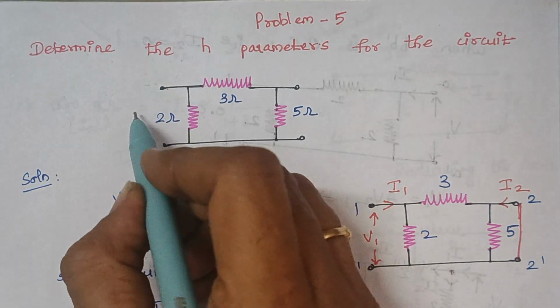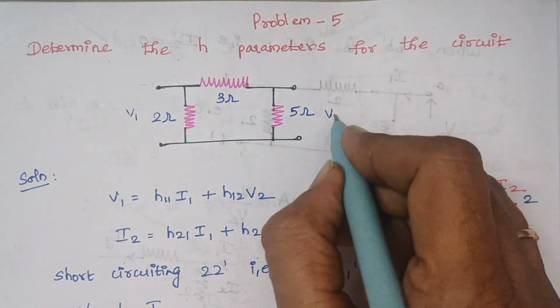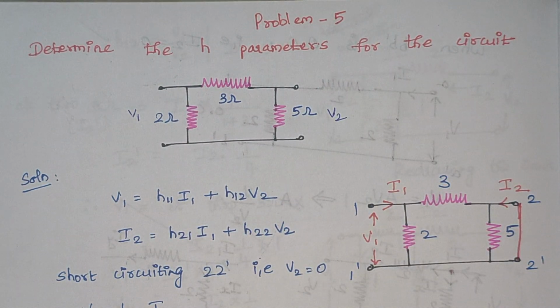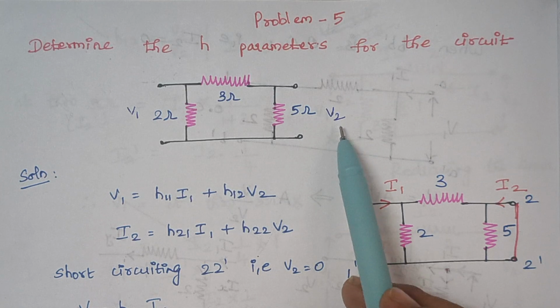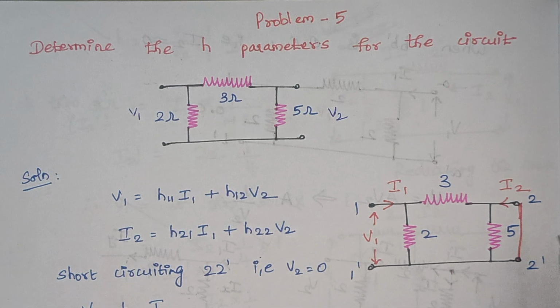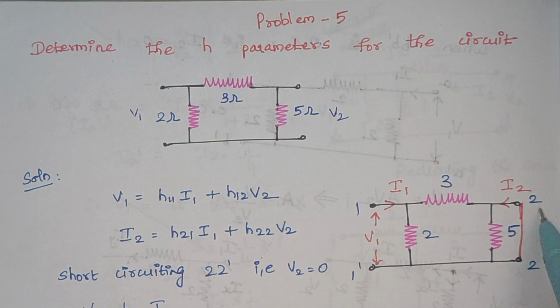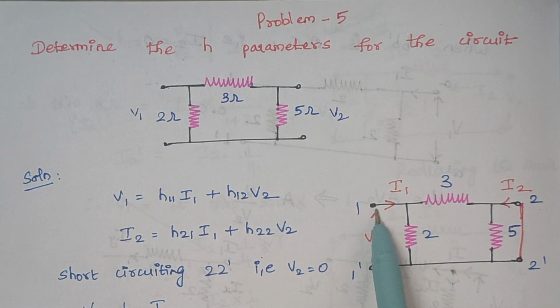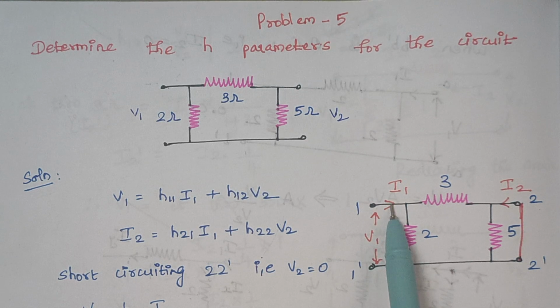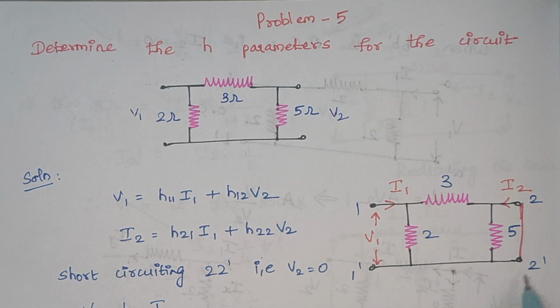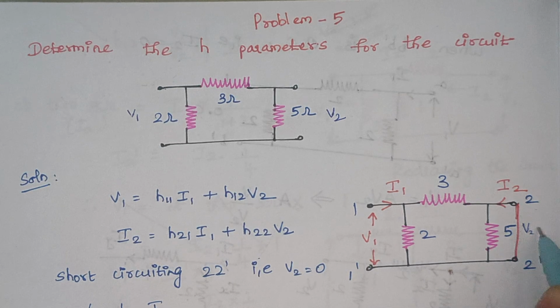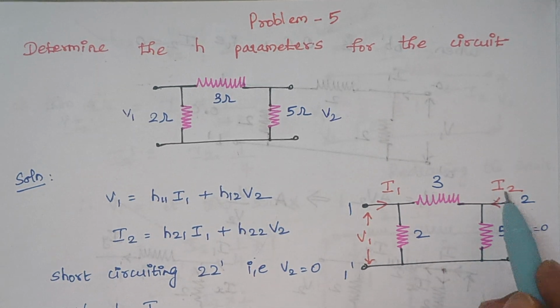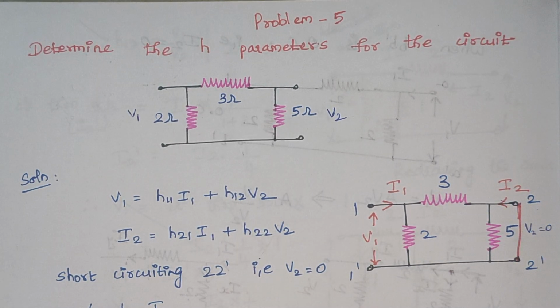That is, this is your input voltage V1 and this is your output voltage V2. When a voltage can be made 0, it can be made 0 by short circuiting. Therefore, here we are short circuiting the terminal 2, 2 dash. So, this is our circuit diagram now. So, here we have V1, thereby I1. Here we have short circuited this 2, 2 dash, therefore V2 is 0 and here this is the current I2.